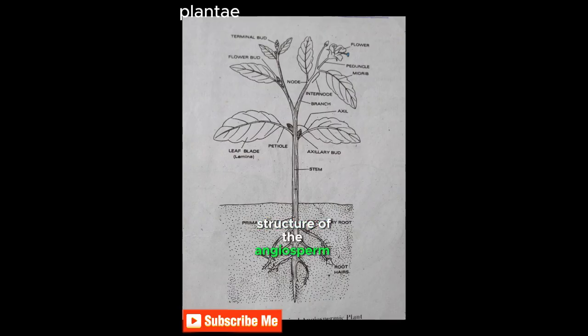Structure of the angiosperm plant body. The body of an angiosperm is organized into two main systems. Root system, usually underground. Shoot system, which includes the stem, branches, leaves, flowers, and fruits. Together they absorb water and nutrients, support the plant's structure, make food through photosynthesis, and reproduce and continue its generation. Let's explore each system one by one.